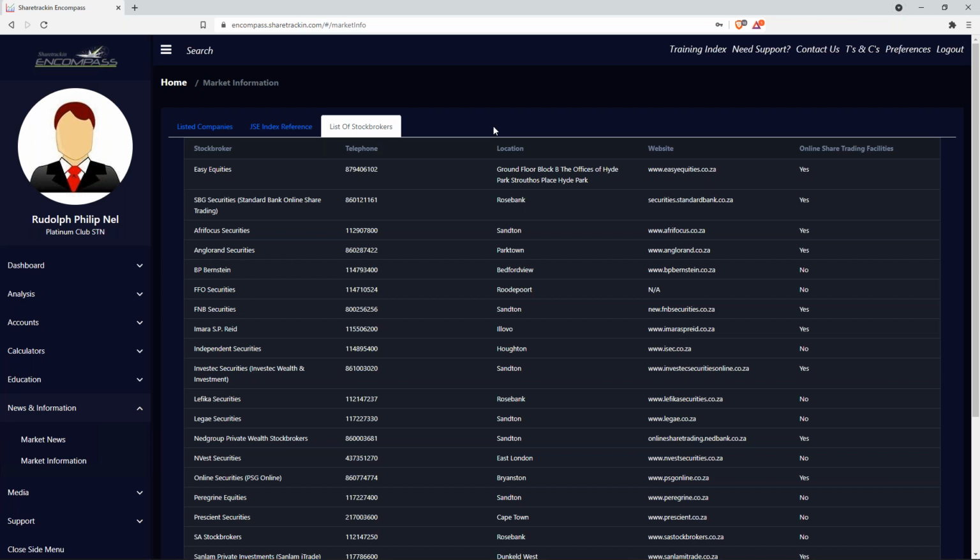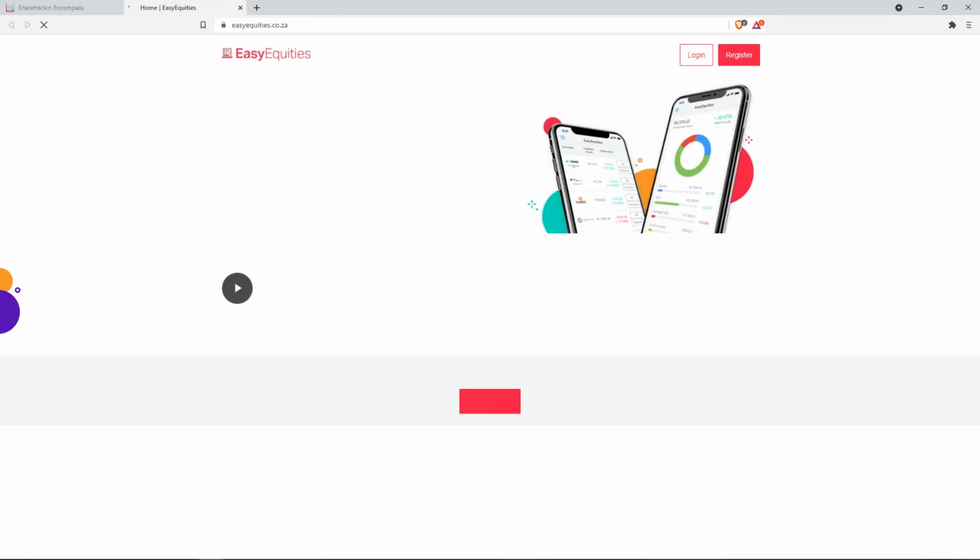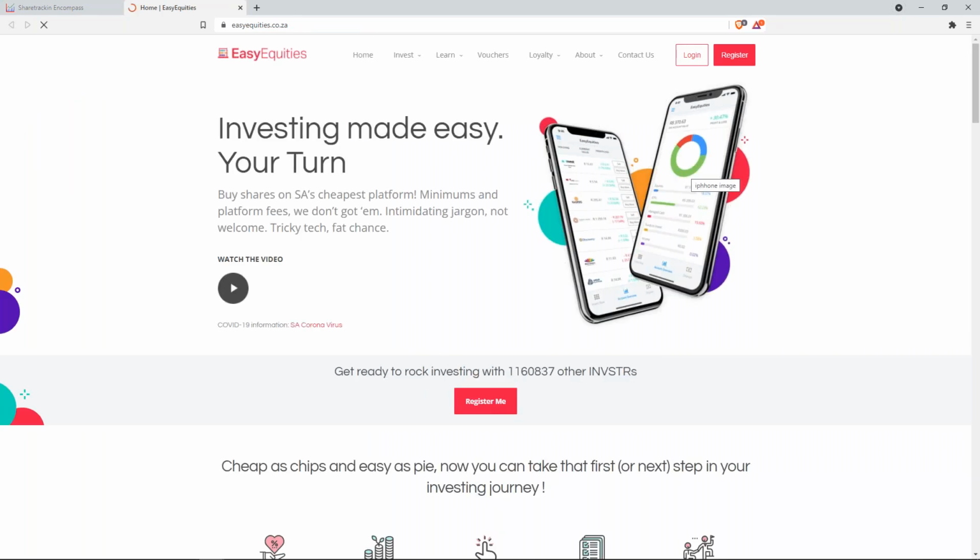You'll basically have to go and Google them, or you can just phone them and they will open a trading account for you through them. Okay, but then they do all the trading. So we prefer going with one with an online share trading facility. Just click on the link. The website link will take you directly to the website where you can go and open an online share trading account.